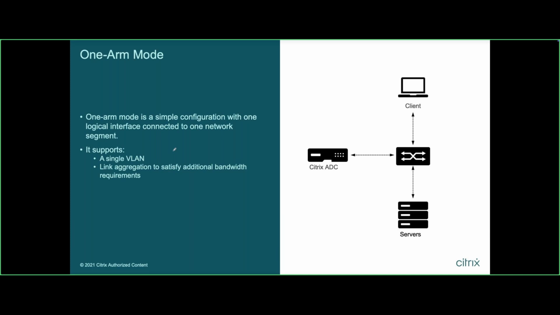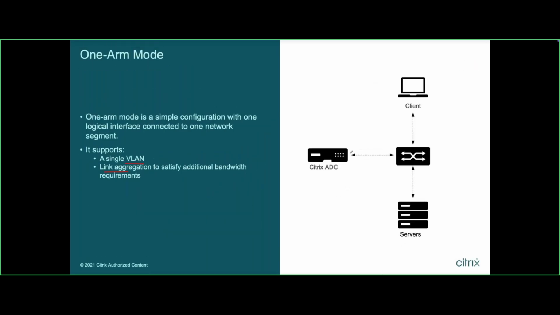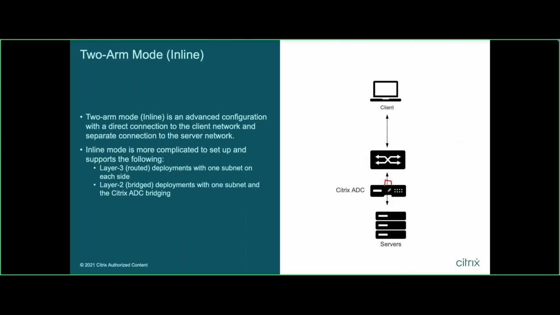The problem with one arm is that you can only use a single VLAN. If you want more bandwidth, you have to create link aggregation on your host, because it cannot support multiple ports. That is why we use multiple VLANs. Also, I only have one port doing both incoming and outgoing. But in the two arm, I have one port facing the outside network and another port facing the inside network.